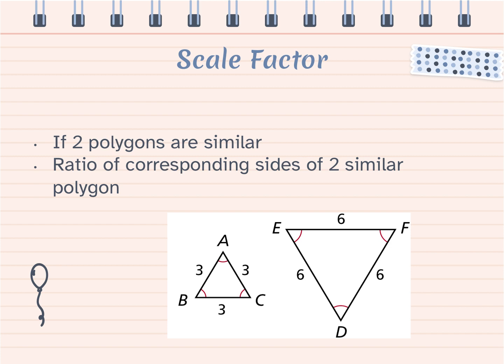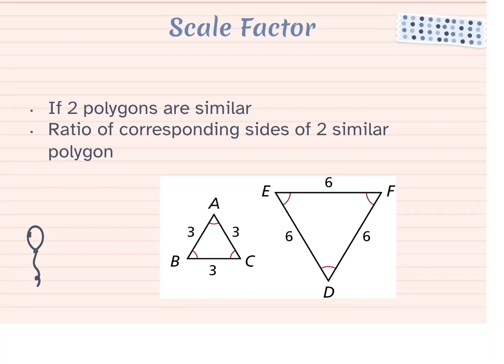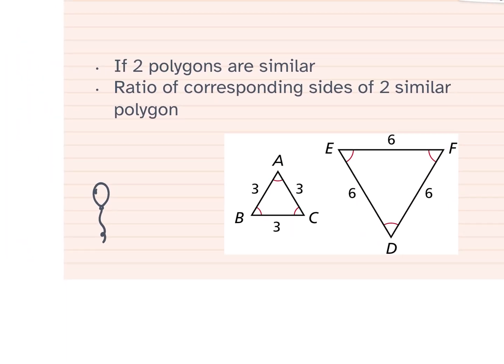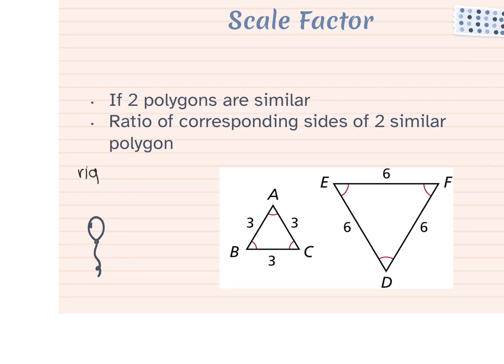So the scale factor is the ratio of corresponding sides of two similar polygons. That's what it means. It's the ratio of the sides. I'm finding the ratio of the sides. So for this one, we're going to go from your right shape to your left shape. All right, so what does that mean? I'm looking at my sides. The sides that I have are going to give me my scale factor.